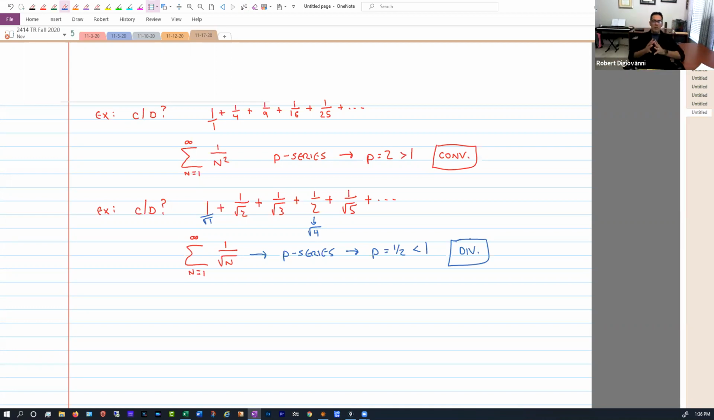Questions? All right, so now we get to the next test. See, this isn't really a test. I mean, it is, but it's not really. You just look and recognize, oh, it's a P series. You look at the value of P, and that tells you: P less than or equal to 1, you have divergence. P bigger than 1, you have convergence. So you're not really testing anything. You're just identifying.